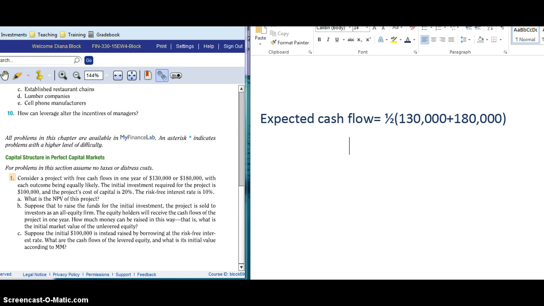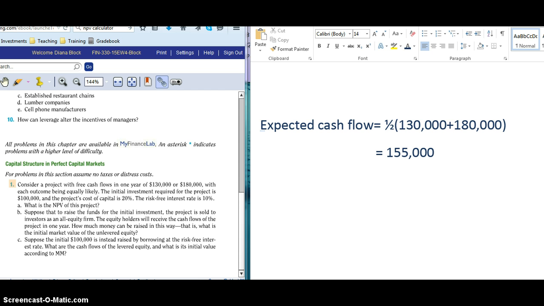So the expected cash flow that I'm going to use to calculate NPV is going to end up being, in this case, $155,000. So that's what I'm going to use as my cash flow. And then our cost of capital, we're told, is 20%. And the only information we have is that this is a 1-year project. So using that information, we can go ahead and calculate NPV.